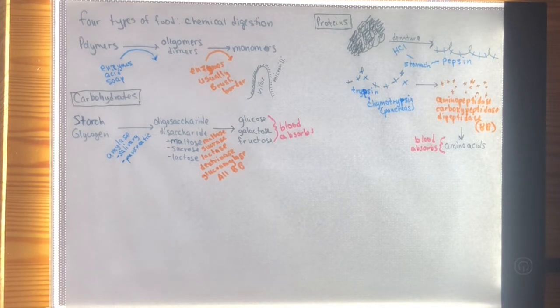Carbohydrates, of course, are used by our body. Oftentimes, all carbohydrates are converted into glucose, which is used, of course, in the Krebs cycle inside of the cells in cellular respiration. And then amino acids, again, are used as building blocks for the body's own proteins.